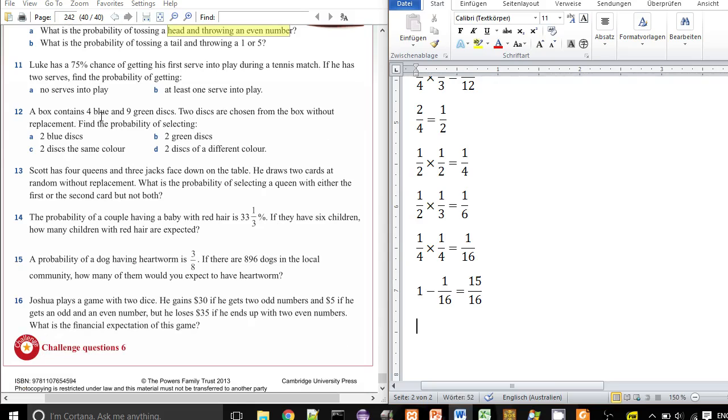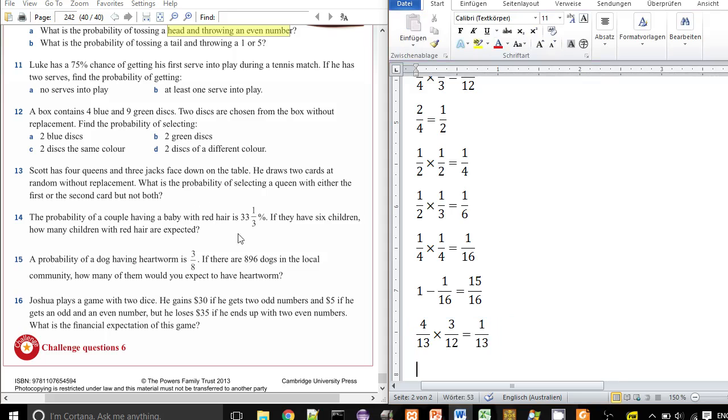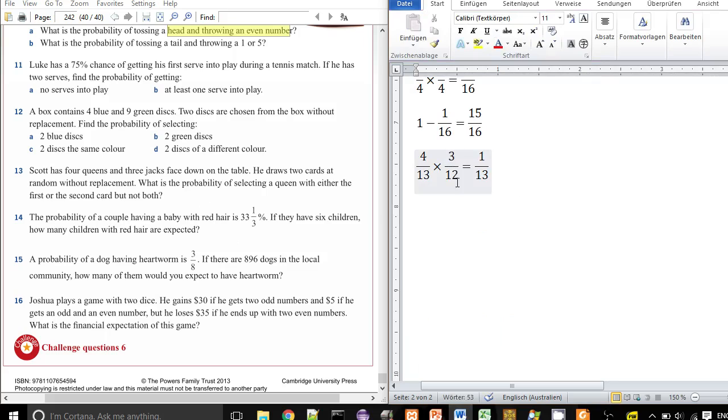Okay, box has 4 blue and 9 green without replacement, so we're just taking them out. Okay, 2 blue discs. This is a little bit trickier. The chance of the first one being blue is 4 out of 13, because there's 13 in total. The chance that the next one is blue is 3 out of 12, because there's only 12 left. Okay, and that simplifies to 1 out of 13. I can tell because 3 out of 12 is a quarter, and a quarter of 4 is just 1. Okay, but you can use a calculator.